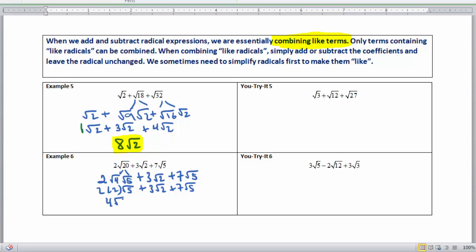and now 2 times 2 becomes 4 square root of 5 plus 3 square root of 2, which are not like, so they're not going to combine, plus 7 square root of 5. And of course, the 4 square root of 5 and the 7 square root of 5 are like radicals, right? So they're going to combine. 4 and 7 is 11. So this just becomes 11 square root of 5 plus 3 square root of 2. And that would be your simplified answer there. 11 radical 5 plus 3 radical 2.